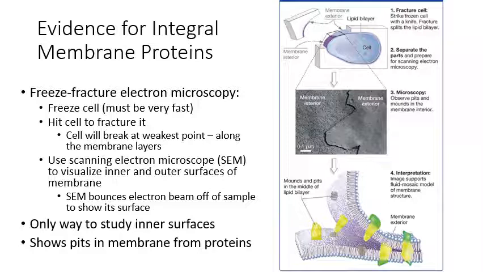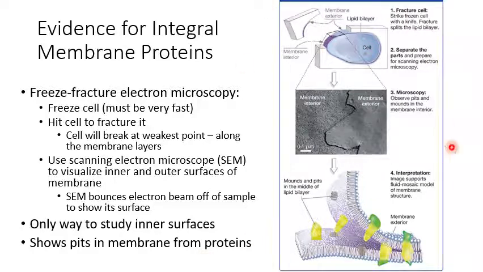So the first thing you do in this technique is take your cell that you're trying to study and freeze it. And you have to freeze it really, really quickly so that ice crystals are not able to form, because ice crystals would also destroy the structure of the membrane. Once you've got the cell frozen, you will basically strike it to make it fracture. You could use a really fancy tiny little knife and a microscope to make sure you're hitting the cell. And the membrane is going to break at its weakest point, and its weakest point is always going to be just along the two layers.